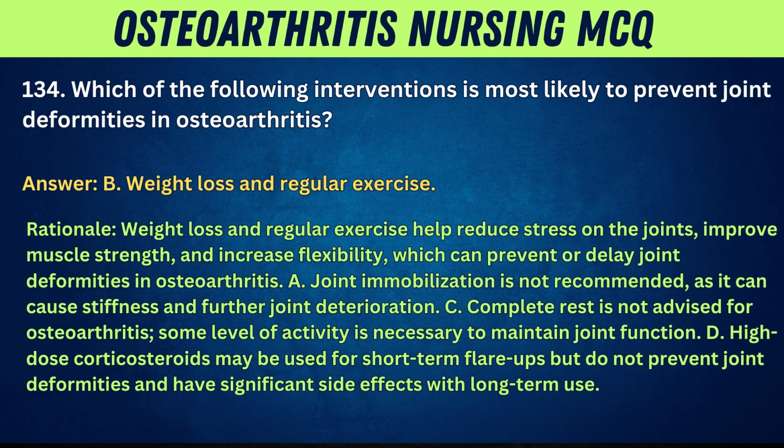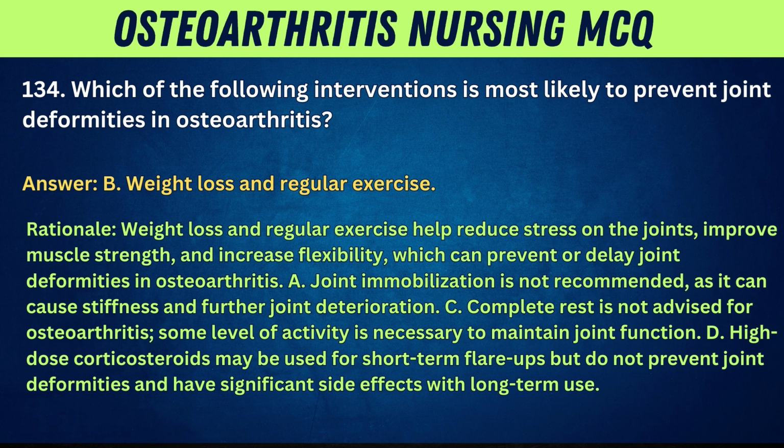Rationale: weight loss and regular exercise help reduce stress on the joints, improve muscle strength, and increase flexibility, which can prevent or delay joint deformities in osteoarthritis. A. Joint immobilization is not recommended, as it can cause stiffness and further joint deterioration. C. Complete rest is not advised for osteoarthritis. Some level of activity is necessary to maintain joint function. D. High-dose corticosteroids may be used for short-term flare-ups, but do not prevent joint deformities and have significant side effects with long-term use.